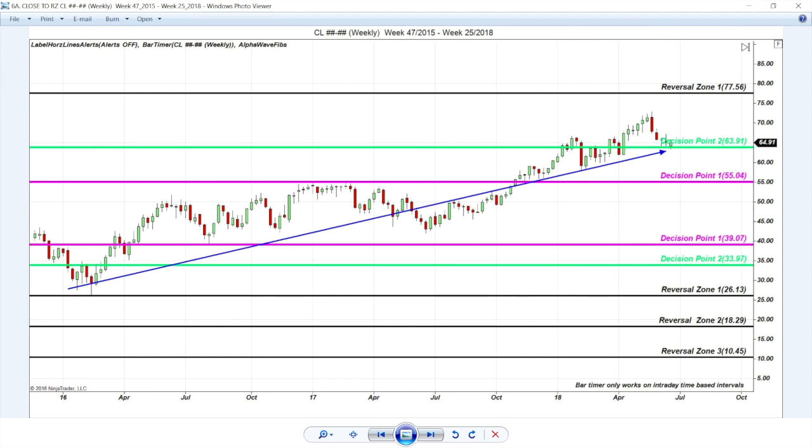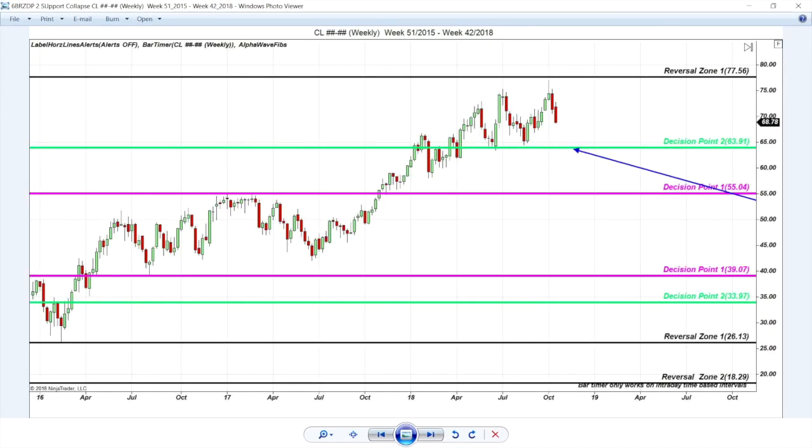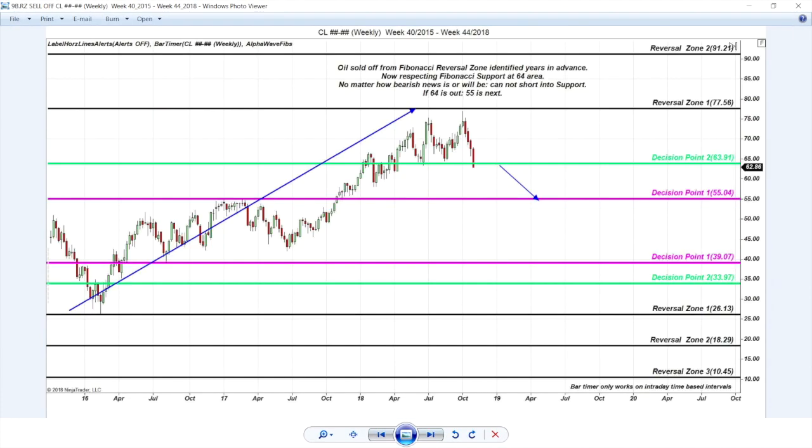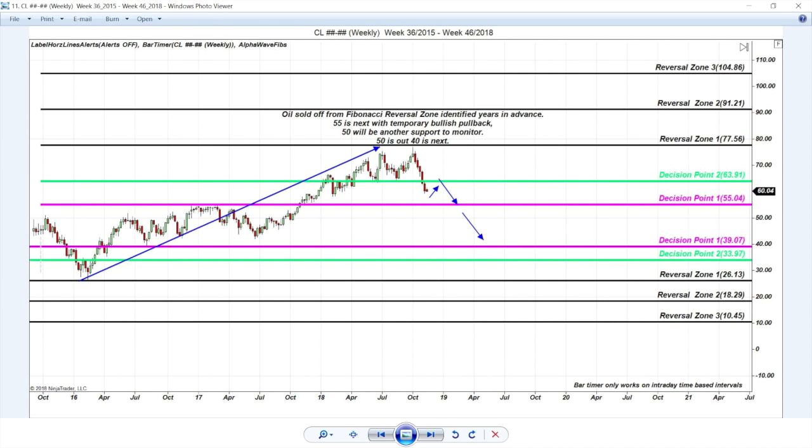64, critical support. Oil continued respecting this level for many, many months, most of 2018. And when finally this level is out, oil goes into free fall, collapsing to 55 and more.